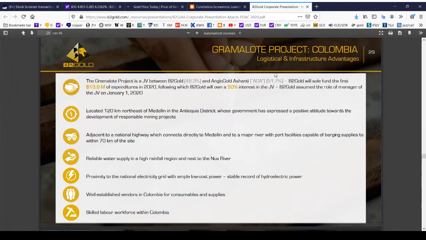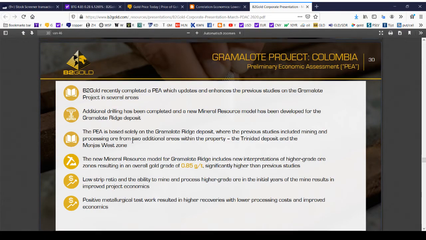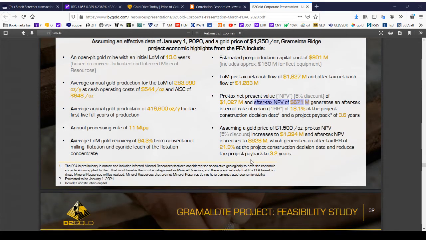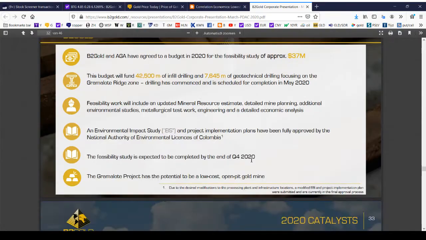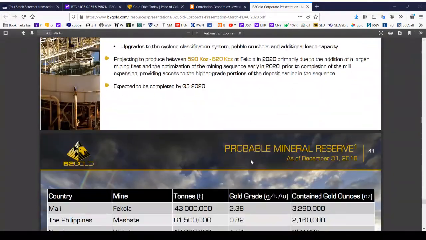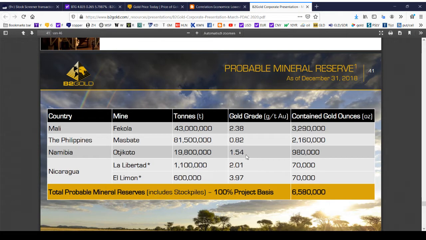And let's look at the Colombia project. Apparently 48%. Let's look at the project numbers. 13 years. And here we see that we have an after-tax NPV of 671 million, which is very high compared to the market cap of the company. So that's also very good. So, yeah, I think this is a very, very nice mine to have.